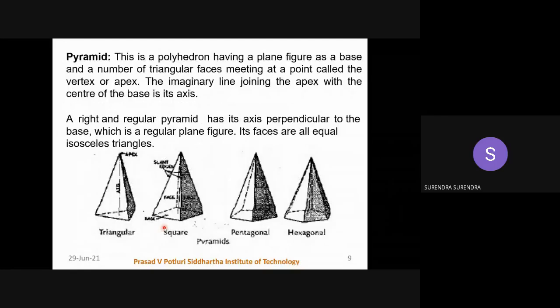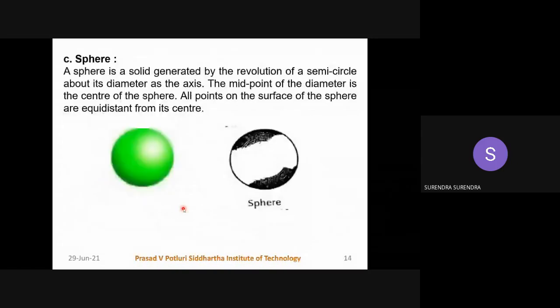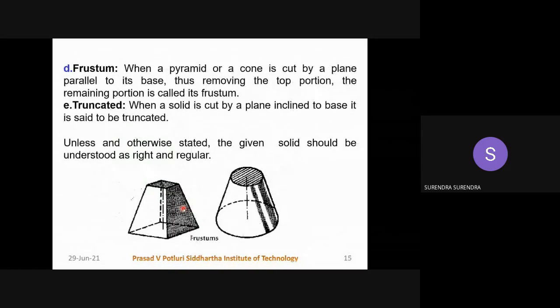But if you cut the pyramid with a plane surface perpendicular to the axis and remove the upper part, will the initial shape and final shape be the same? No. We will get objects like this shape. If you cut a pyramid or a cone by a plane surface perpendicular to the axis and remove the upper part, we'll get objects like this. These shapes are called a frustum of a pyramid or a frustum of a cone.